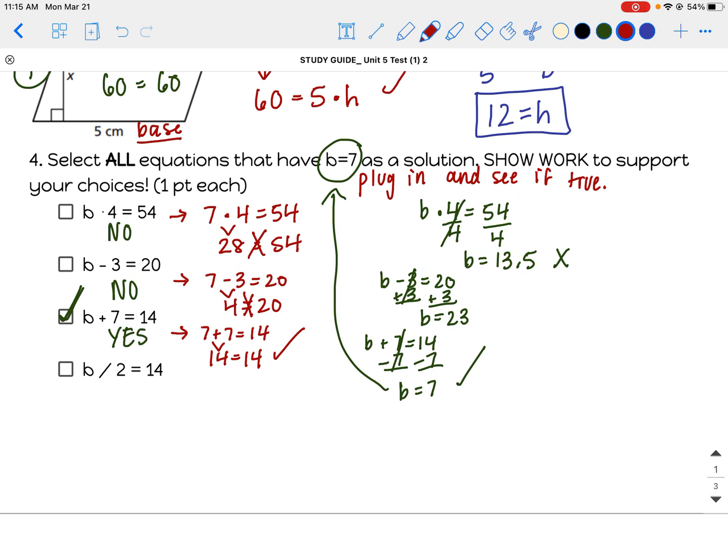Last one, plug in 7 in place of b. So 7 divided by 2 equals 14. What does 7 divided by 2 equal? It equals 3.5. That does not equal 14.